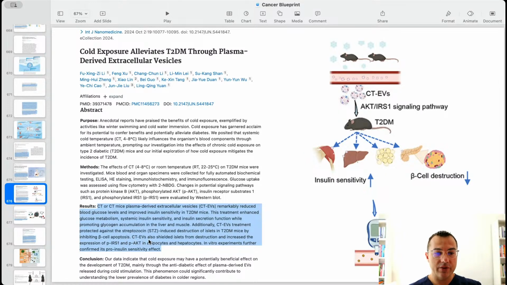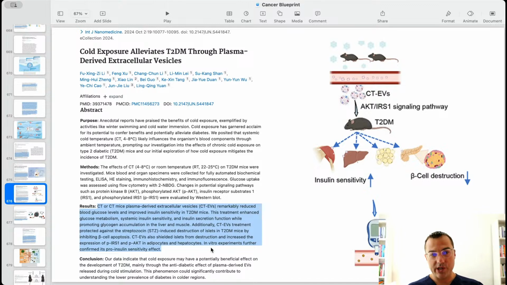And then it says here that the cold thermogenesis induced extracellular vesicles also shielded the pancreas from destruction and increased expression of these chemicals in fat cells and in liver cells. And in vitro experiments further confirm its pro-insulin sensitivity effects.